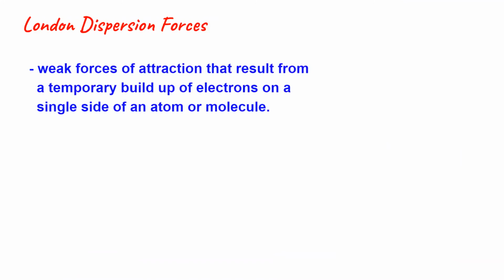So let's begin by talking about London dispersion forces. So first of all, as you can see here, they are weak forces of attraction that result from a temporary, that's an important word there, it's not a permanent, but a temporary buildup of electrons on one side of an atom or a molecule. So if we look at a picture, you'll see that we have two atoms in this case. These are not necessarily molecules, but they could be.